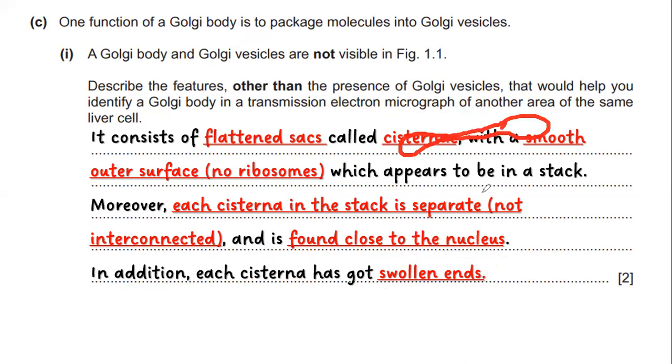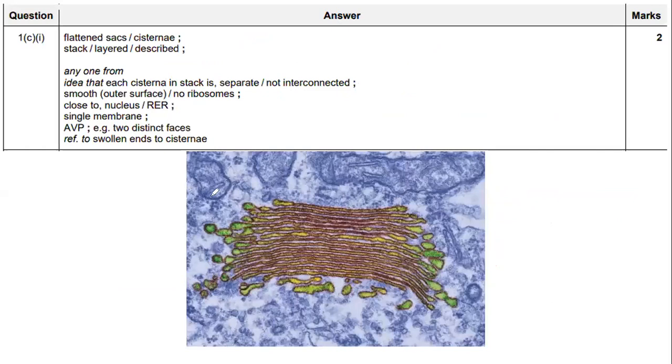Comme un red blood cell. Red blood cell, là, c'est une exagération, mais il y a un peu comme ça. Okay. Regarde là. Tu peux trouver ça, c'est les ends. Dans ce bout-là, il y a un peu plus gros. Alors, c'est ça qui te besoin expliquer lorsque tu expliques le Golgi body. Alors, flattened stack, layered, et il séparé, il n'est pas interconnecté, smooth, no ribosome, close to nucleus, single membrane, swollen ends, two distinct phases, donc il y a le cis phase et the trans phase.